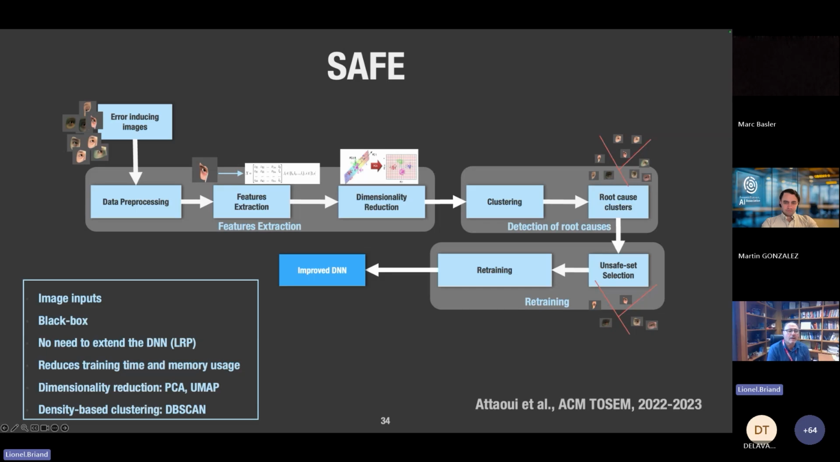So we defined an approach to exactly provide that help when we don't have a simulator in the loop. We developed a technique called SAFE, which is black box. Again, it doesn't require any internal information about the DNN. During the first step, we extract features from images, for example using VGG16, and perform dimensionality reduction, because, of course, there are many features in the feature space. Why? Because in the next step, we are using clustering, hence the need to perform dimensionality reduction.